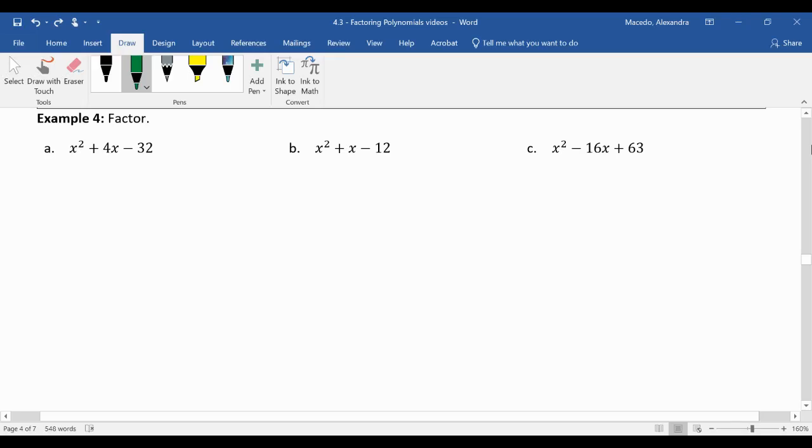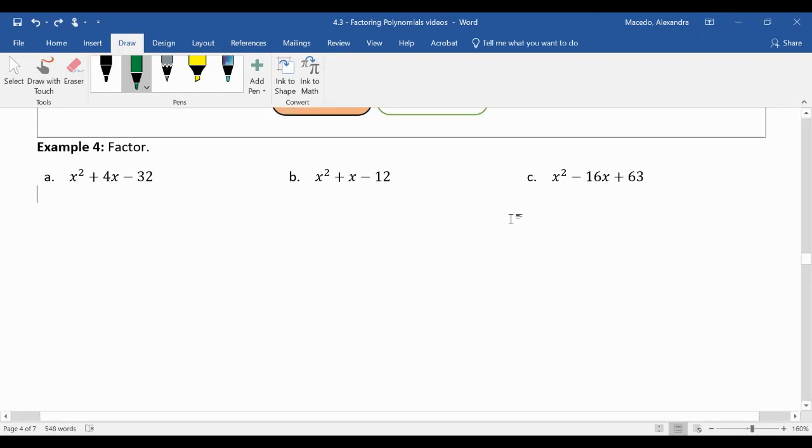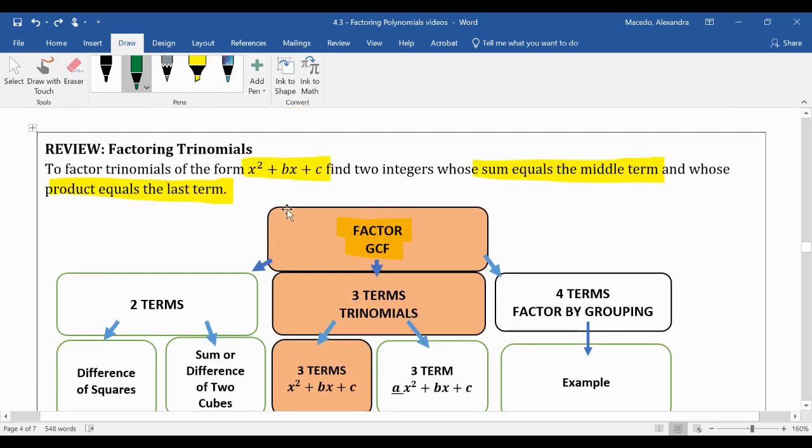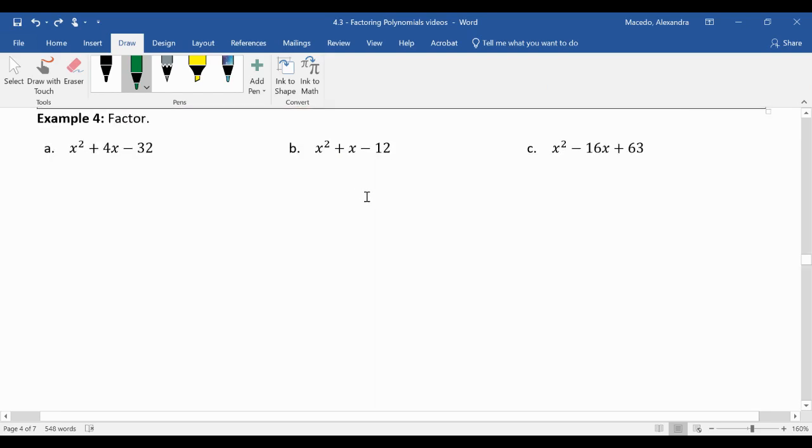Example 4, factor x squared plus 4x minus 32. We begin by identifying the b and c values. Keep in mind that the general form of a trinomial is x squared plus bx plus c. So in our case, b equals 4, c equals negative 32. We now look for two numbers that multiply and the answer is c, and when they add, the answer is b.